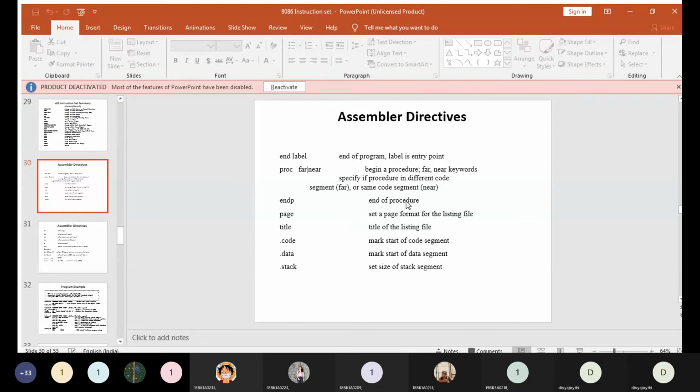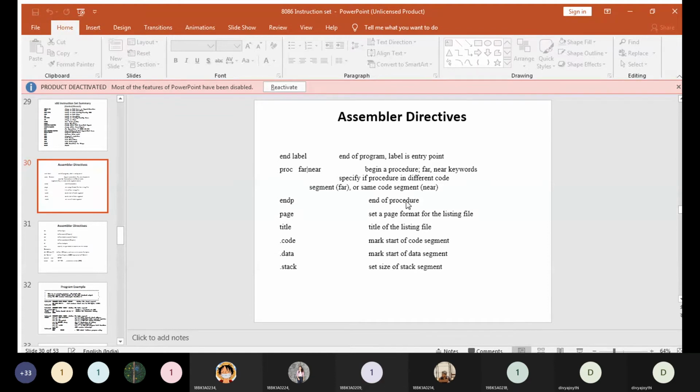Don't get confused with these two directives. One directive indicates closing of a program, and another indicates closing of a procedure. What is this procedure? I'll explain in this particular class itself. As of now, just remember that END means end of program, ENDP means end of procedure. And similarly, the next thing that we mostly use is ENDS, where ENDS indicates end of segment. And similarly, the next thing is EQU. EQU means equate.